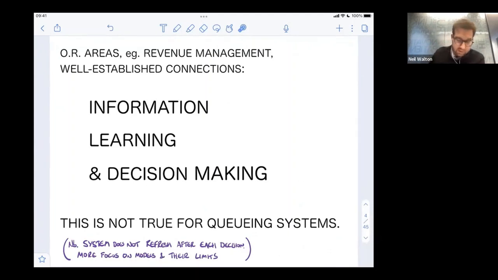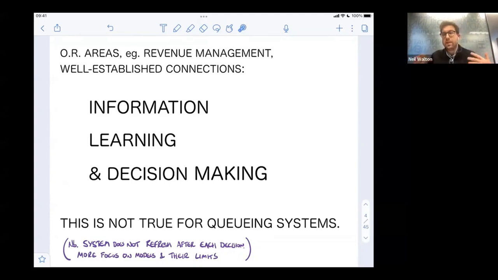So there are areas in operations research, such as revenue management, where there are quite well-established connections between information, learning and decision making. Here you think of someone typing in a search on Amazon, and that's the information that they give you. They summarize this as a context, and then there are parameters associated with those, and then they can make decisions about what products to sell to people and maybe at what price as well.